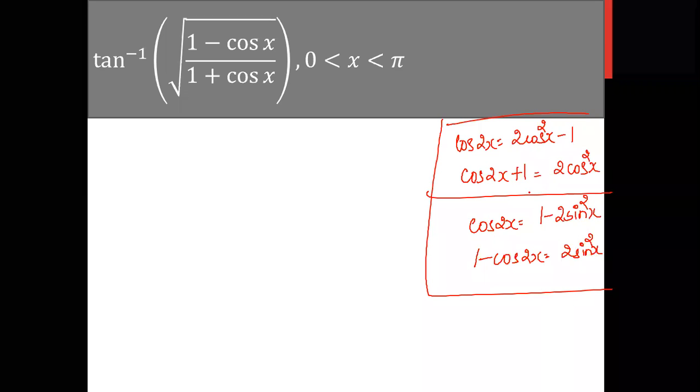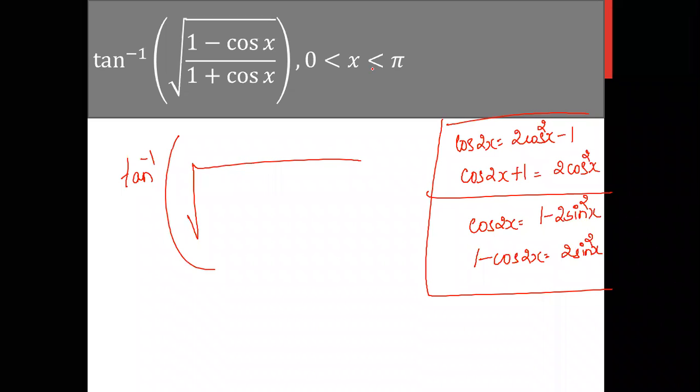Now you may be thinking why ma'am is discussing all these things. Because we have similar things over here. We have 1 minus cos x. If I have 1 minus cos 2x, it is 2 sin square x. So in place of 2x, now I have x. So what does it become according to this formula? 1 minus cos x can be replaced by 2 sin square.